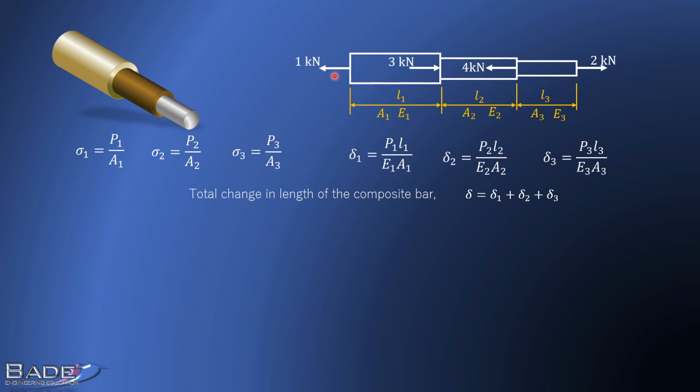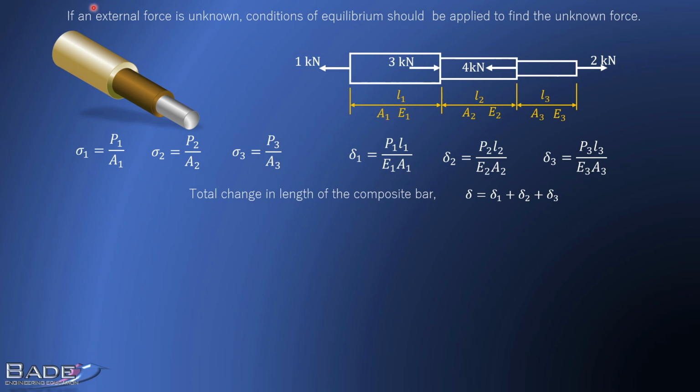Here I have used certain values of these forces. So check. If you add these forces, you will find the sum of all forces is equal to 0. So this bar is in equilibrium. Suppose you don't know one of these four forces. Then how do you find external unknowns? By drawing an FBD and applying conditions of equilibrium. So if an external force is unknown, conditions of equilibrium should be applied to find the unknown force.